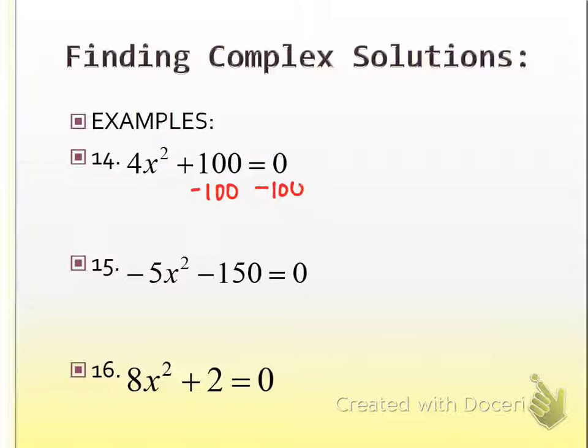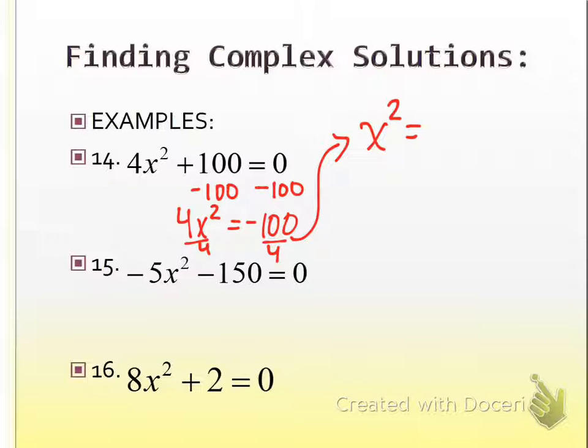Subtract 100. So that leaves me with 4x squared equals negative 100. Then I would divide by 4. So I'll bring that up here. So x squared equals negative 25. To get x all alone, I need to square root both sides. So before I would have said, oh, no real solution, can't square root a negative. But now I would say that x equals 5i.